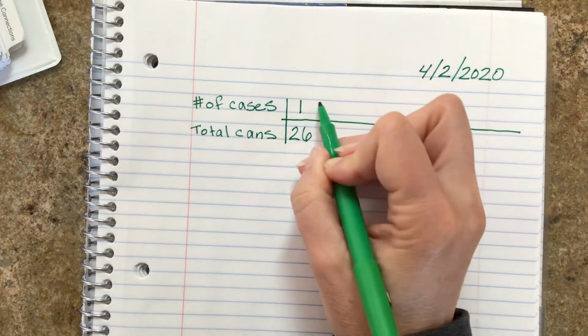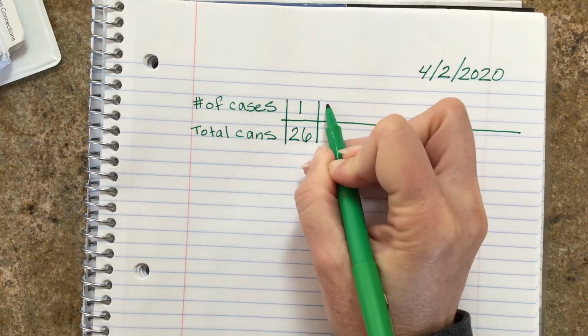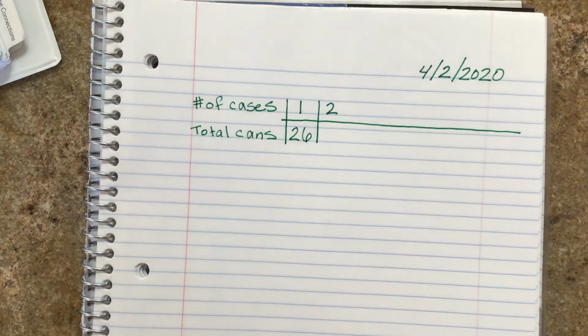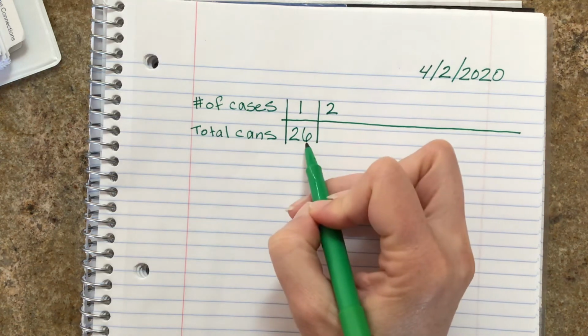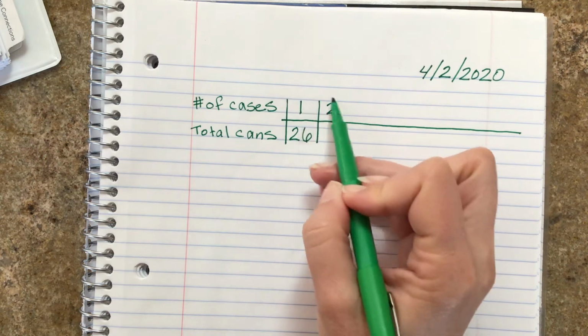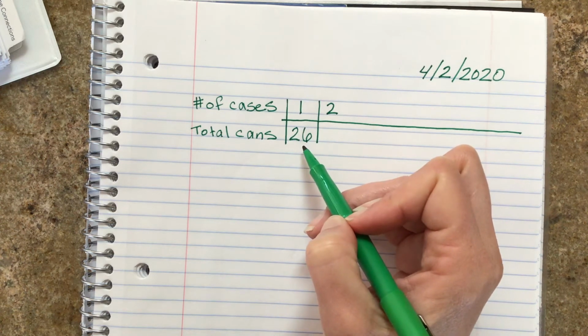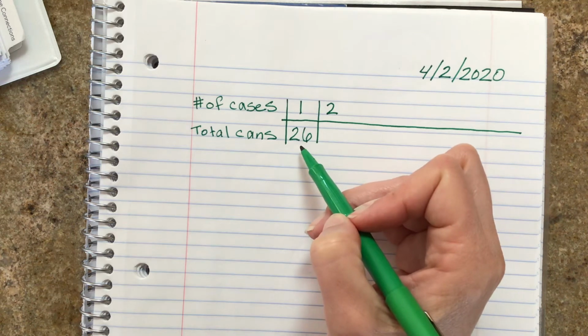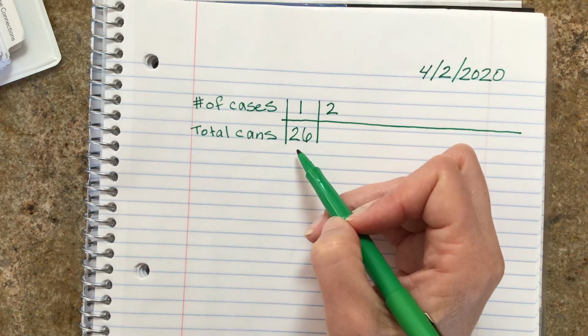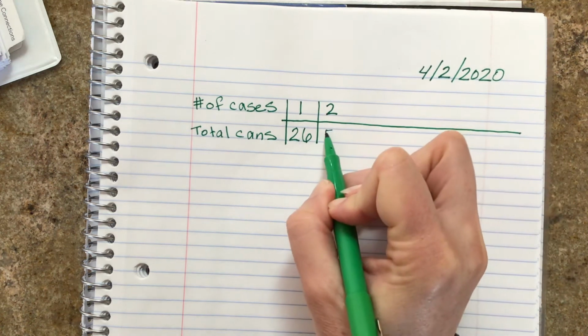So how many are going to be in two cases? You buy two cases of these bubbly waters. One case has 26. We are multiplying by 2. We're going to double this number. So go ahead and do that work. 26 plus 26 is 52.